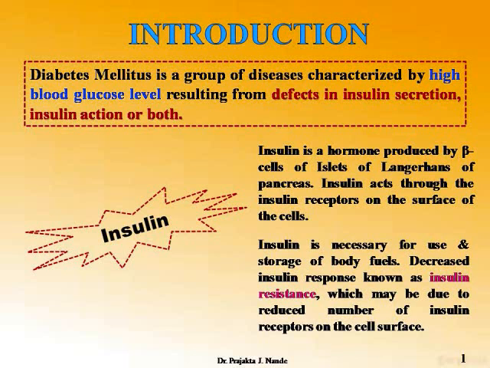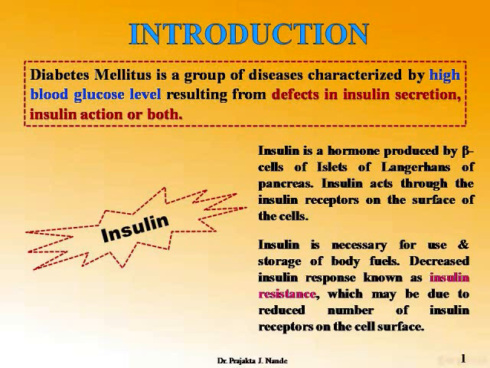Diabetes mellitus is a group of diseases characterized by high blood glucose level resulting from defects in insulin secretion, insulin action, or both. Insulin is a hormone produced by beta cells of islets of Langerhans of pancreas, and it acts through the insulin receptors on the cell surface. It is necessary for use and storage of body fuels like carbohydrate, protein, and fat.